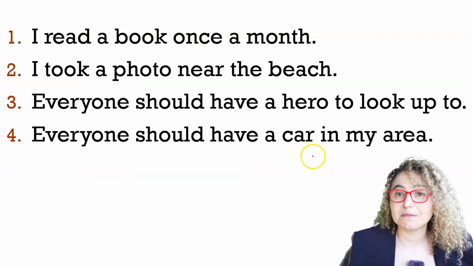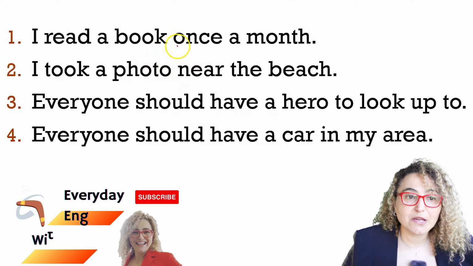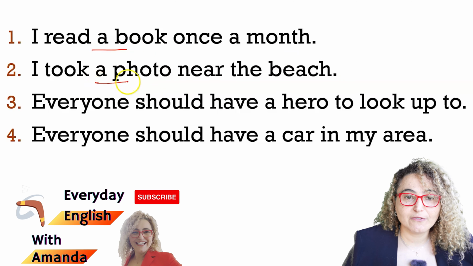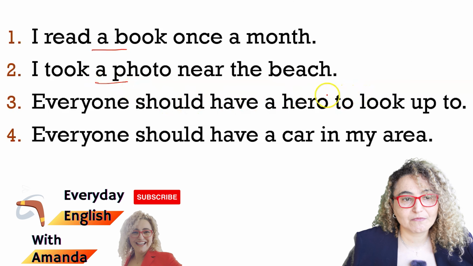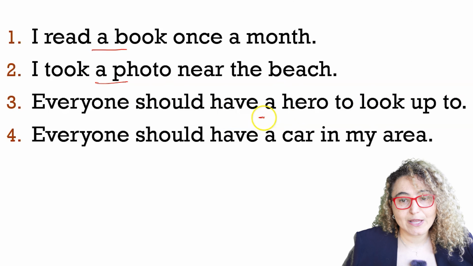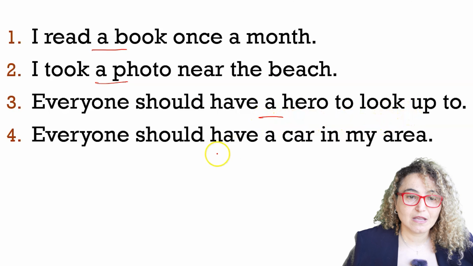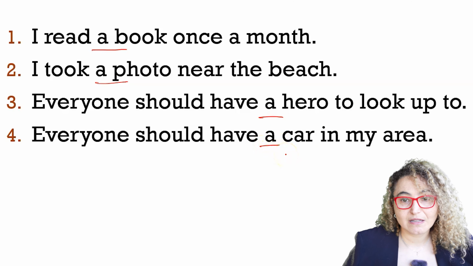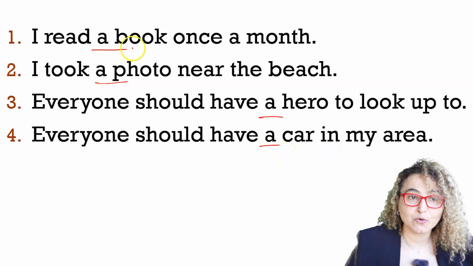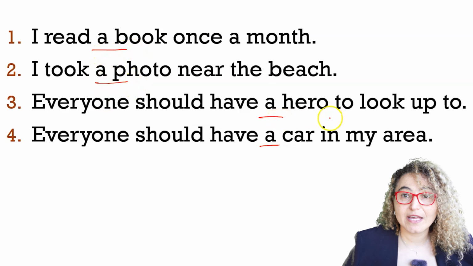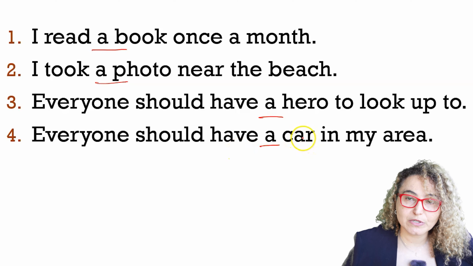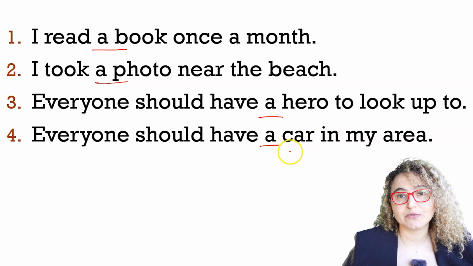So, these are some examples. I read a book once a month. I took a photo near the beach. Everyone should have a hero to look up to. Everyone should have a car in my area. So, a book. Book is a singular noun. A photo. A hero. A car. It is very important in English to have indefinite articles before nouns.